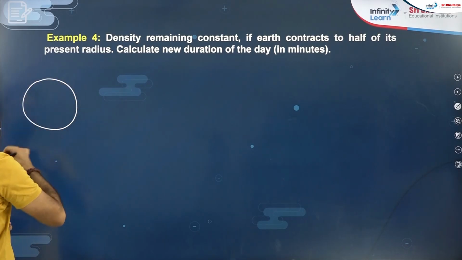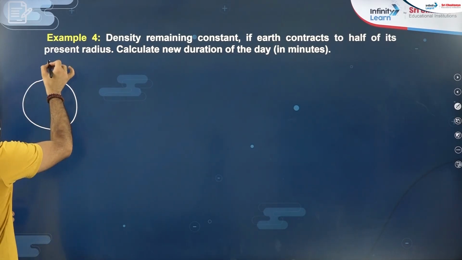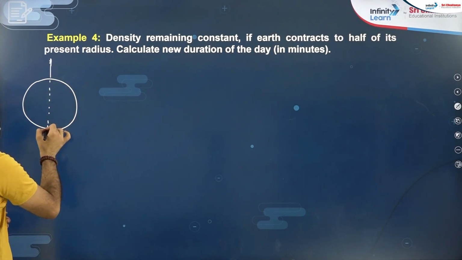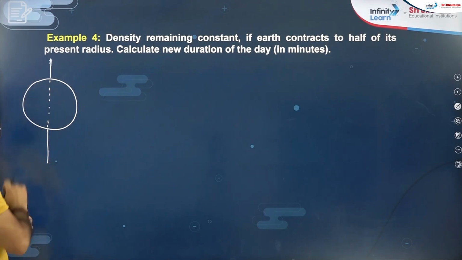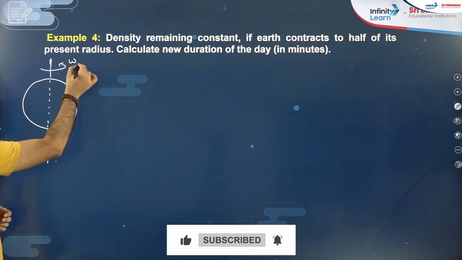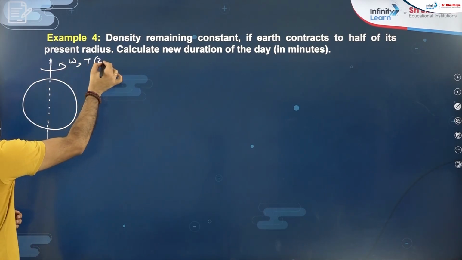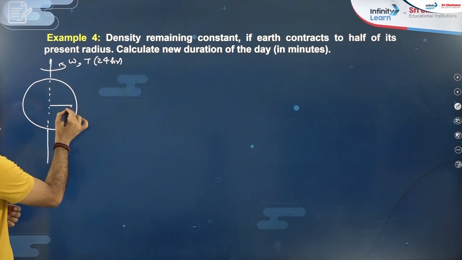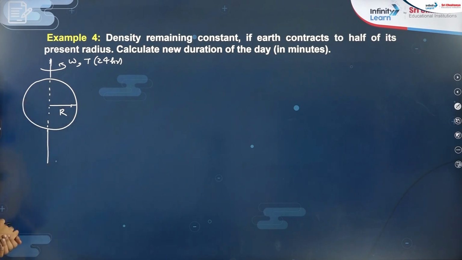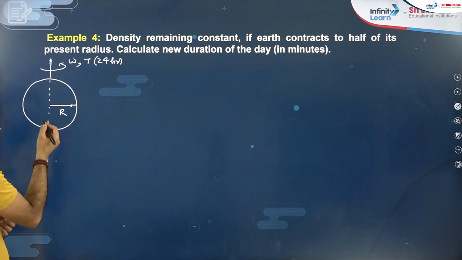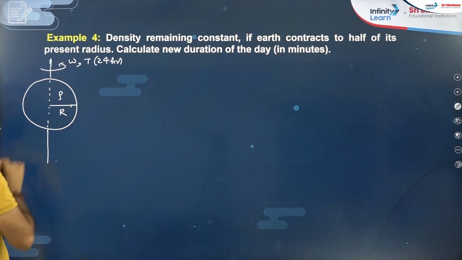Suppose this is the earth initially and it was rotating about its own axis. We know this, and its angular velocity is omega, or we can say its time period is T, which we already know is equal to 24 hours. Its radius is R. Its mass we can write in terms of radius and density. I am writing its density is rho. So this is the first case we can see.